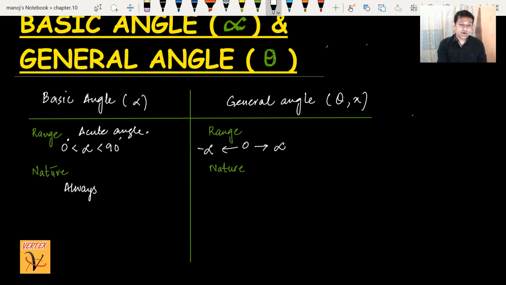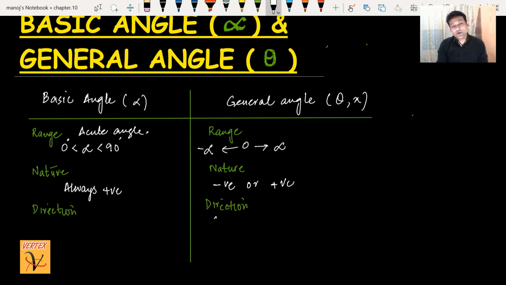This is very important. Always positive. We cannot write negative here. But the nature of the general angle can be negative or it can be positive. How it goes, I would like to explain here with the direction, because of the direction we decide the angle is negative or positive. Okay, I would like to start from here.